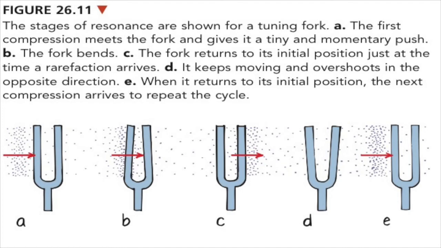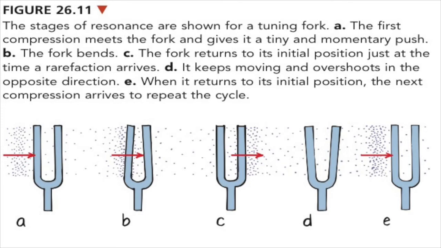When a sound wave impinges on the fork, each compression gives the prong a tiny push. Since the frequency of these pushes corresponds to the natural frequency of the fork, the pushes successively increase the amplitude of the fork's vibration. This is because the pushes occur at the right time and are repeatedly in the same direction as the instantaneous motion of the fork.